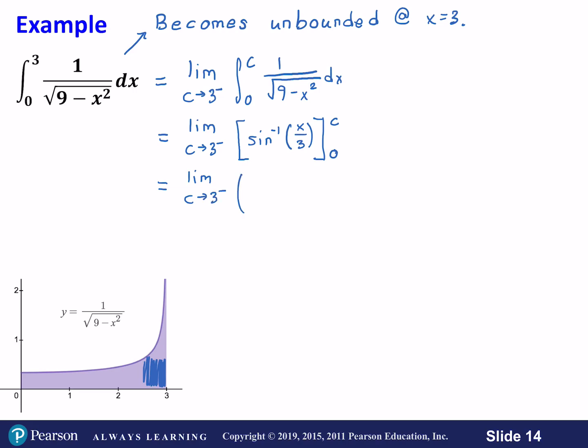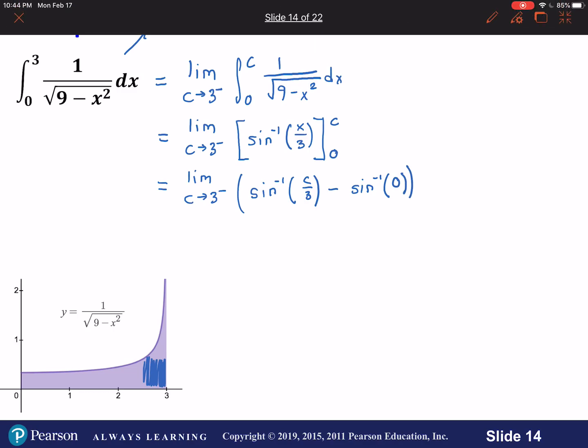We're going to plug in our bounds. We get the arcsine of c over 3 minus the arcsine of 0. The arcsine of 0 is 0.